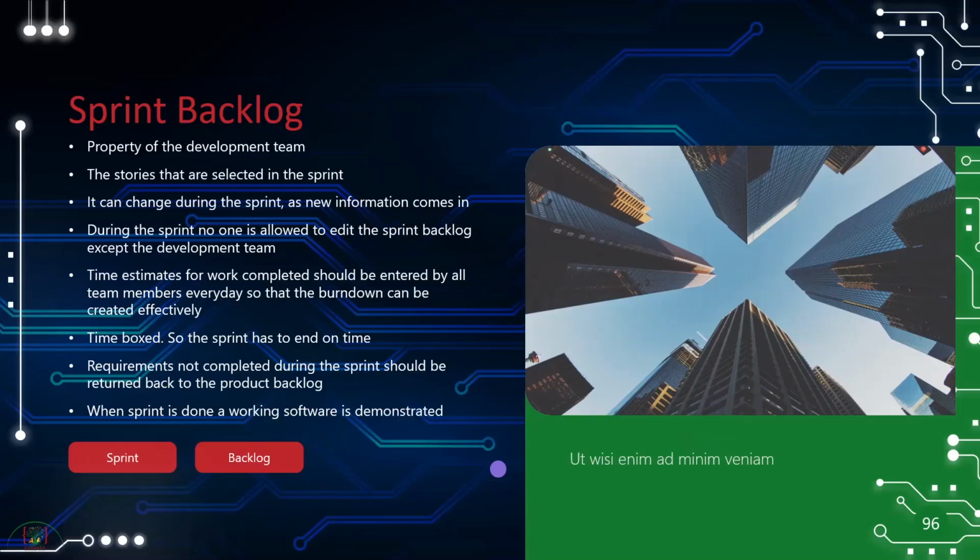So, sprint backlog, again, talking about the same thing. It's the property of the development team. The stories that are selected for that particular sprint can change during the sprint as new information comes in, but once it gets locked in, like we mentioned, don't move the goalpost, right? Don't change the acceptance criteria. During the sprint, no one is allowed to edit the sprint backlog except the development team. So nobody else owns it.